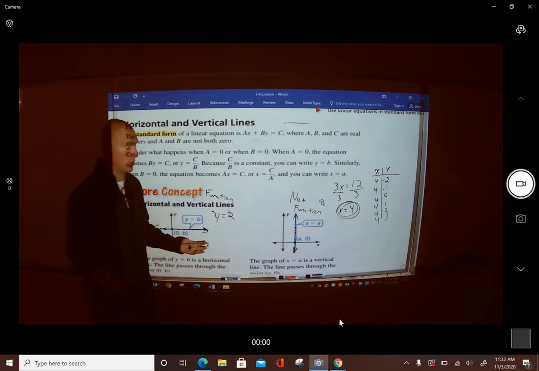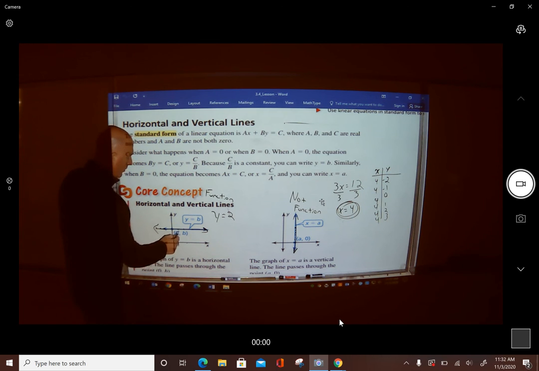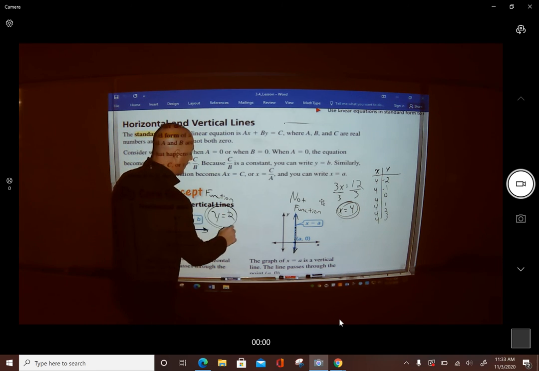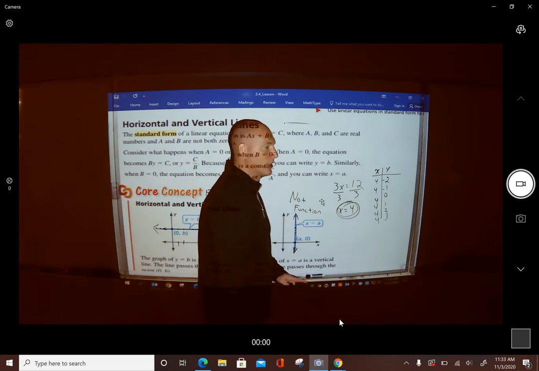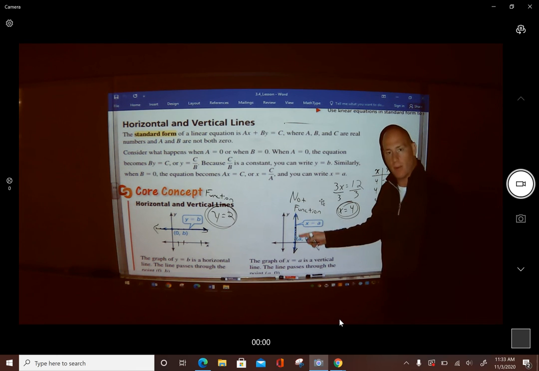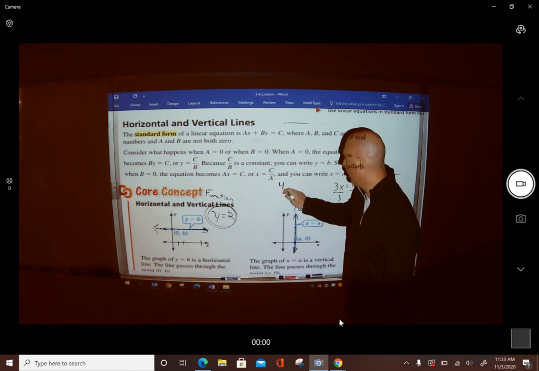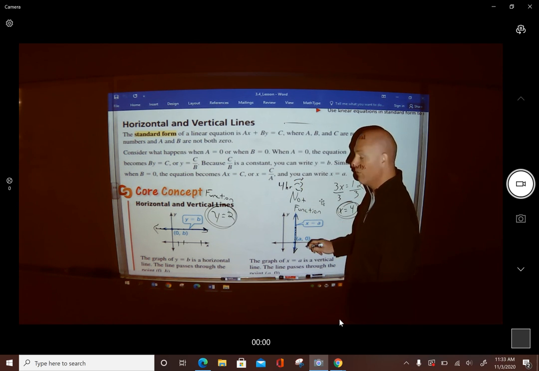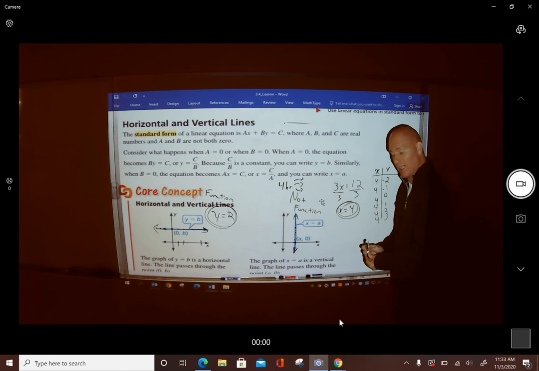You're getting paid $0 per hour. So if I work 1 hour, I have $2. If I work 2 hours, I have $2. If I work 1,000 hours, I still only have $2. That makes sense. That's a function. Here it doesn't make sense. If I work 4 hours, I have $0. If I work 4 hours, I have $1. If I work 4 hours, I have $2. It doesn't make sense here because you have an input of 4 hours that has an output of different monetary values. Remember, a vertical line is not a function.